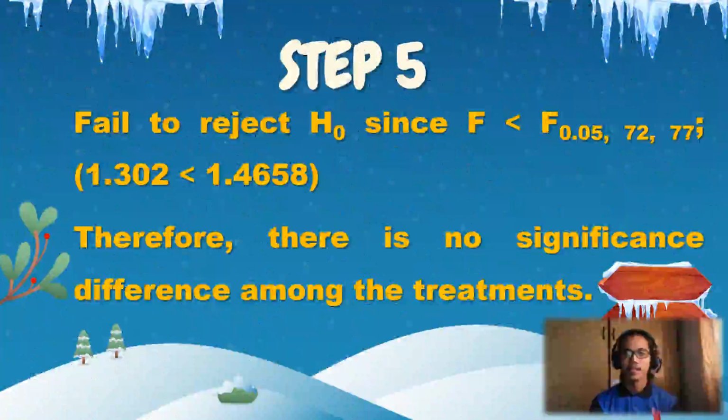And the last step is fail to reject H null since F is smaller than F 0.05, 72, 77. It is 1.302 smaller than 1.4658. Therefore, there is no significant difference among the treatments.